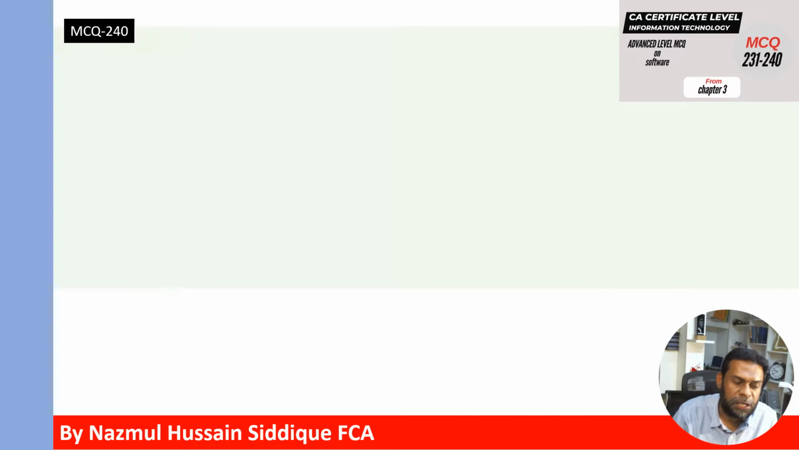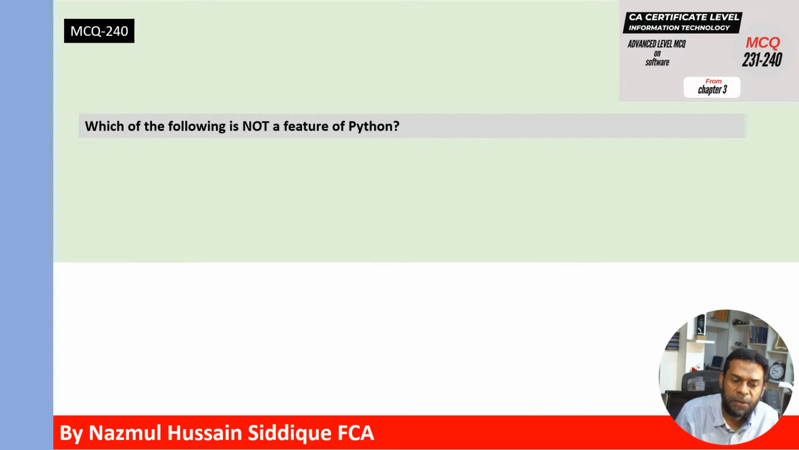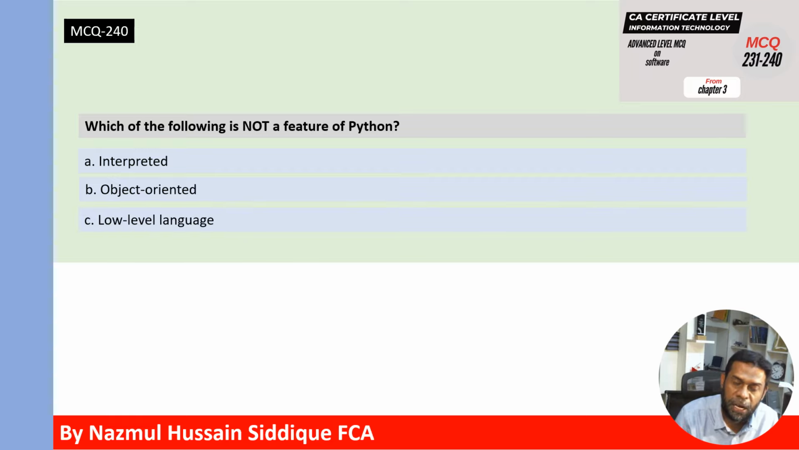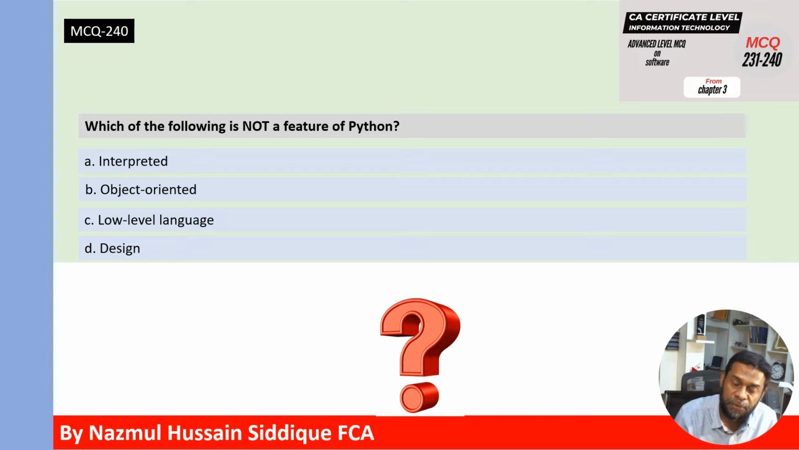The last question of this episode. Which of the following is not a feature of Python? Option A, interpreted. Option B, object-oriented. Option C, low-level language. Option D, design. Which of the following is not a feature of Python?